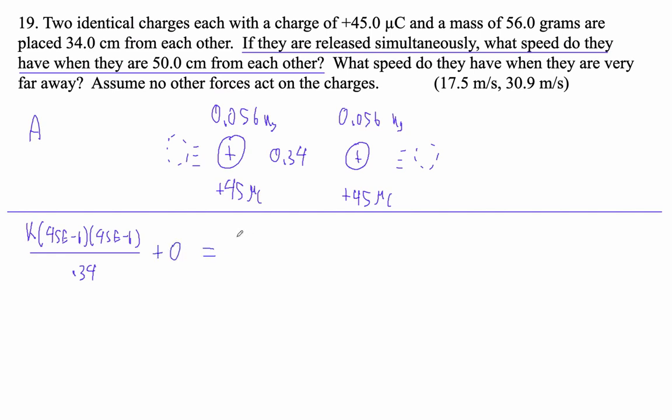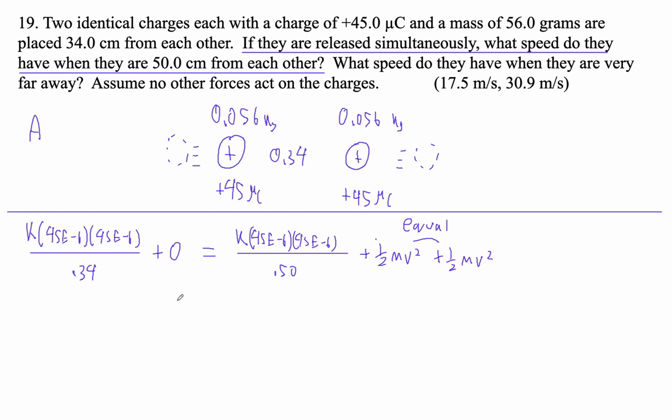And then afterwards, we're going to have K times 45 E minus 6 times 45 E minus 6 over 0.50, right? This will be a smaller number, so therefore we're going to have some kinetic energy. Okay, so we'll have kinetic energy, so 1/2 mv squared plus 1/2 mv squared. And these will be equal, so we could just say 2 times that. Okay, so let's figure this out.